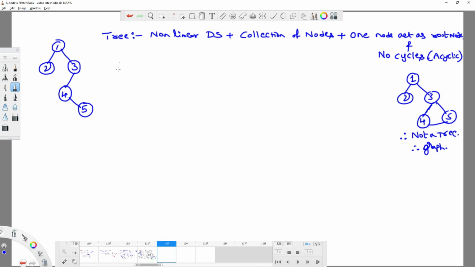Based on that, we can write various properties of a tree. Can you tell me what the properties of a tree might be? How many root nodes might there be? Only one. So there should be only one root node. Any other properties? It should be acyclic; there should not be any kind of cycles. Any other?